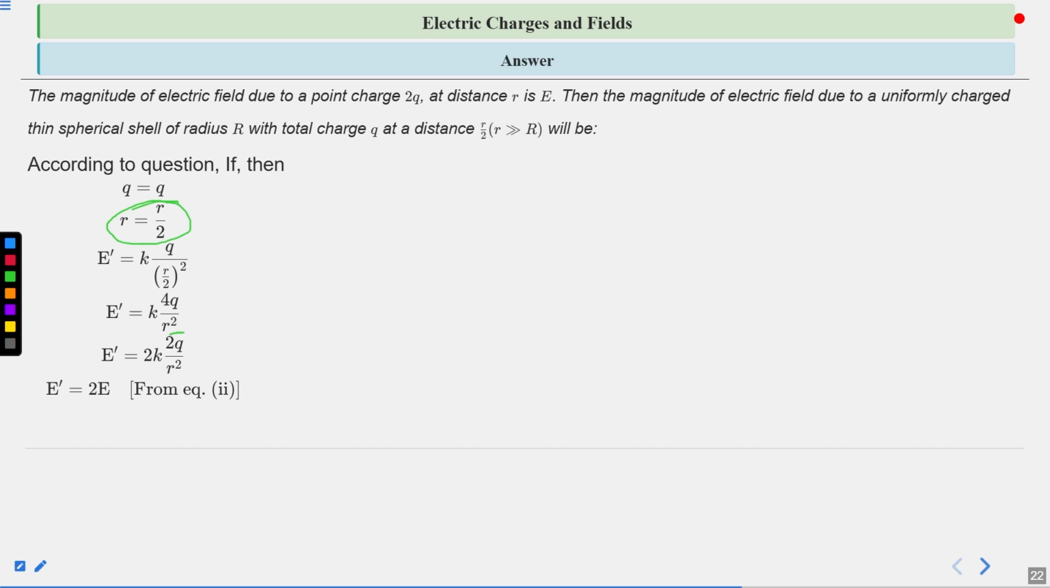So 2kq divided by r square is equal to what? This one. 2kq divided by r square is E. So here 2 into E, and this comes from equation second. So E prime is equal to 2E. This is the magnitude of electric field due to a uniformly charged spherical shell of radius r. And the condition is this one.